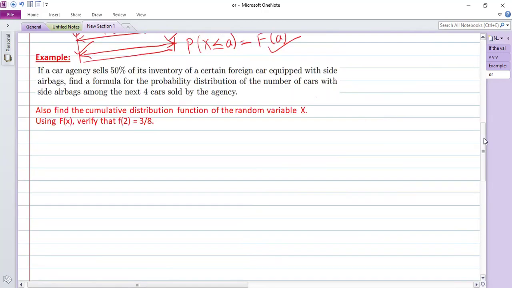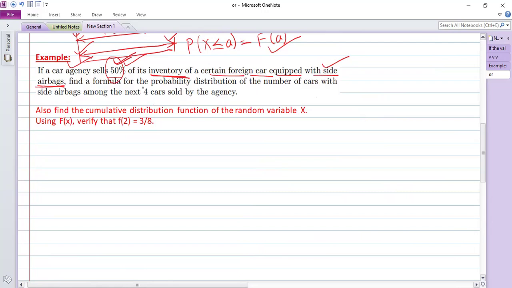So here we have a car agency that sells cars, 50% of its inventory. Inventory means whatever is in stock to run the business. So 50% of its inventory of a certain foreign car is equipped with side airbags. Means 50% of the cars to be sold by the agency are with side airbags, and the remaining 50% will be without side airbags.